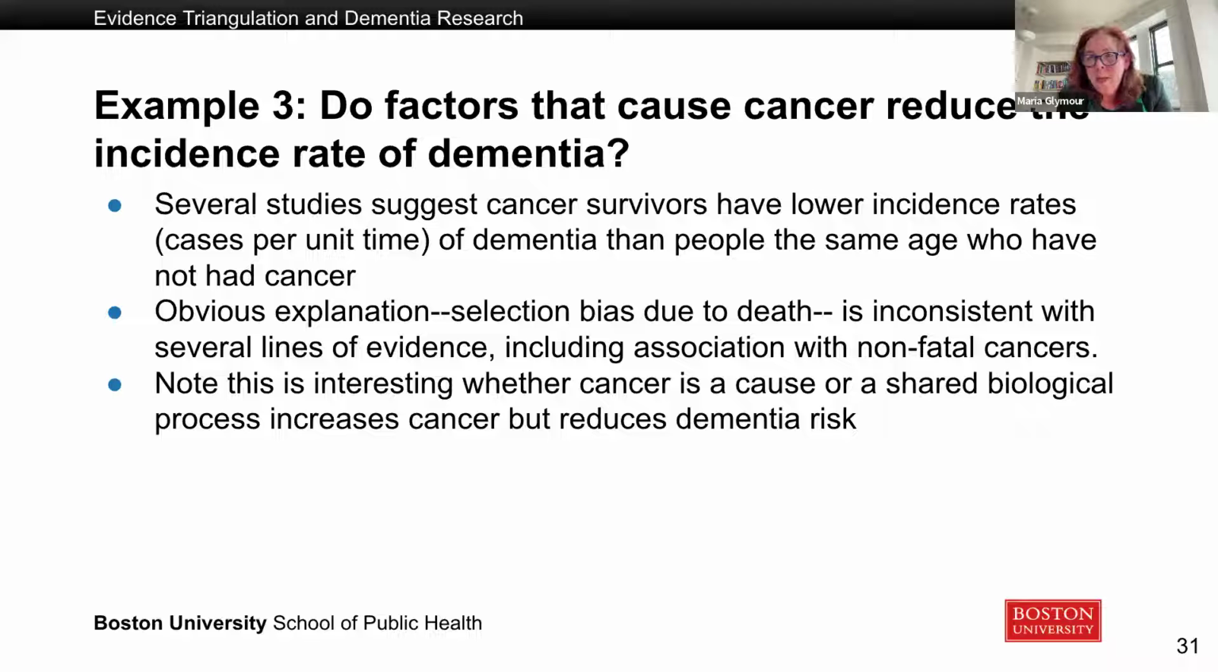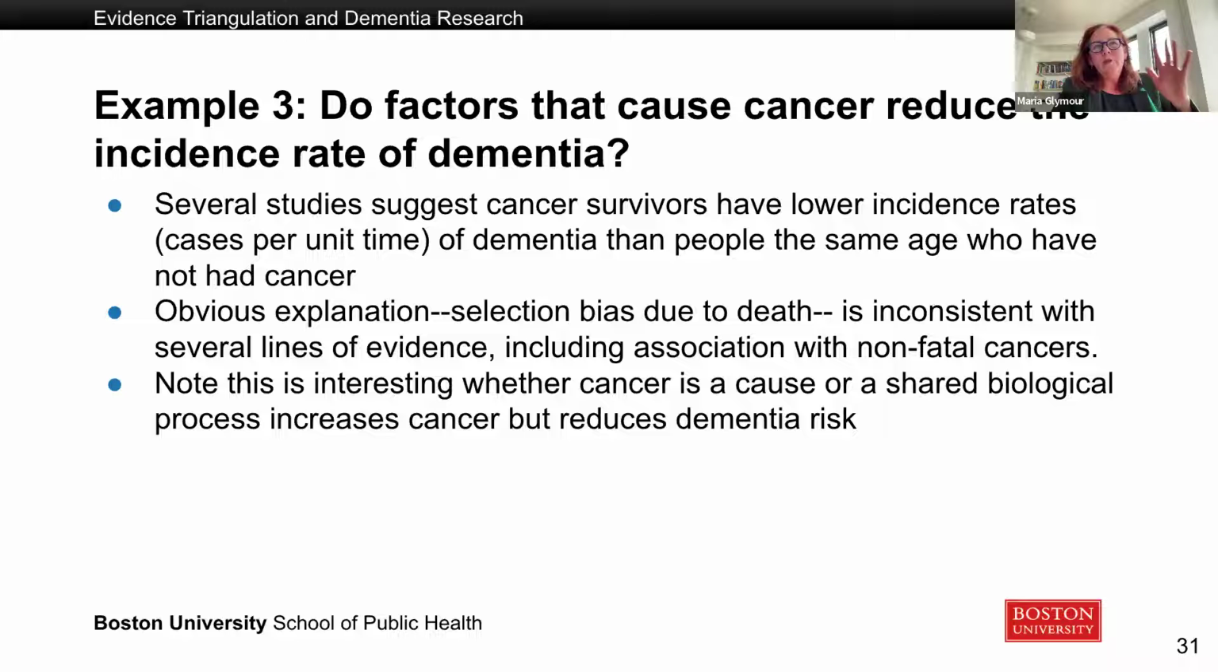The one obvious explanation, which I absolutely immediately spat out as soon as I read this association, is selection bias due to death. That's ridiculous. That obvious explanation is not sufficient to explain several lines of evidence, including that this association is observed in non-fatal cancers. So cancers that really wouldn't kill you still have this pattern. And I want to emphasize this is very interesting, whether cancer itself is a cause or, more plausibly, that there's a shared biological process that increases cancer risk, i.e. uncontrolled cell growth, but reduces dementia risk, which is essentially inappropriate neuronal death.